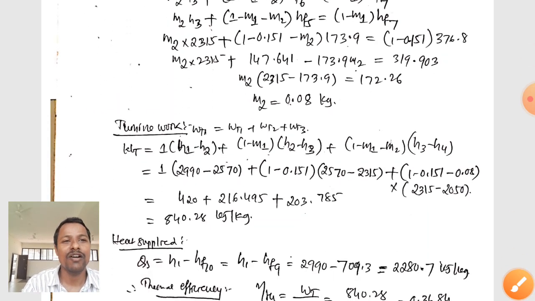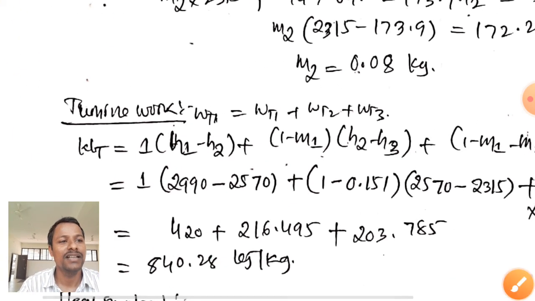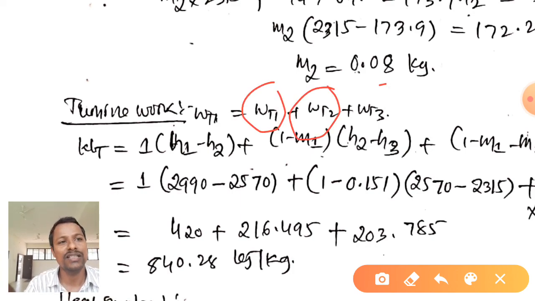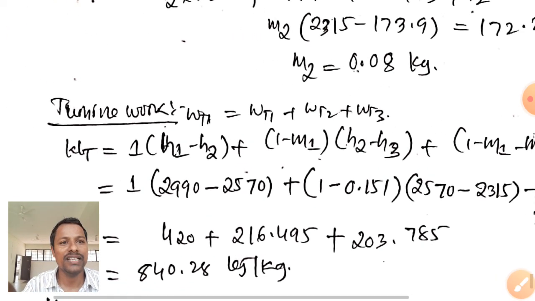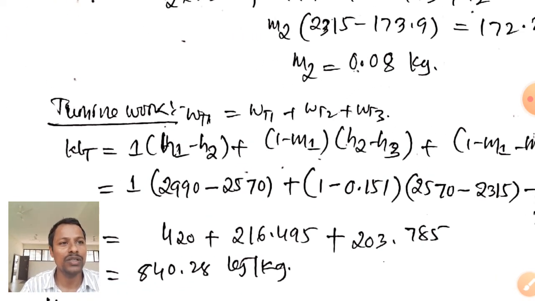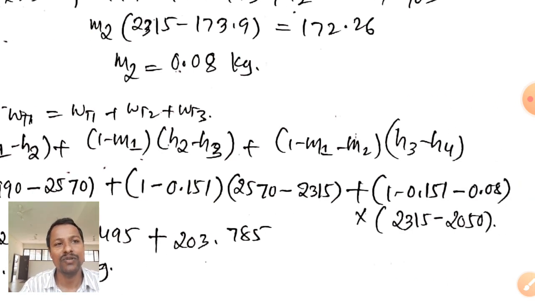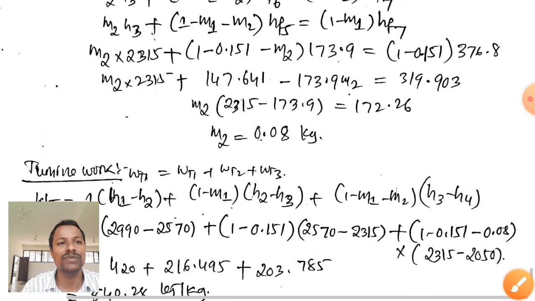So once we obtained the M1 and M2 values, we can find the turbine work. The turbine work is the turbine stage 1 work, plus turbine stage 2 work, plus turbine stage 3 work. It is the algebraic sum of all the 3 stages. For stage 1 it is the 1 to 2 expansion, and for stage 2 it is 2 to 3, but the mass is 1 minus M1, and for stage 3 it is H3 minus H4. The mass of the steam in stage 3 is 1 minus M1 minus M2. From the schematic diagram, we can confirm these values.